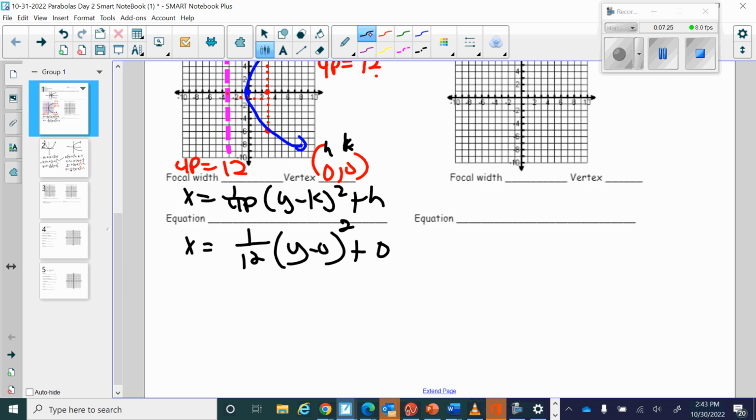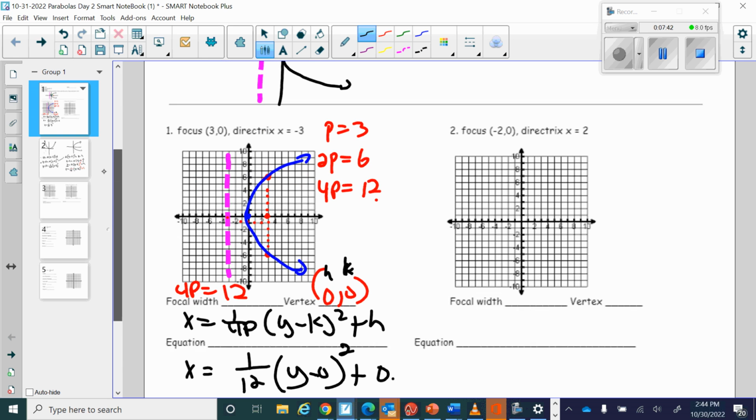So to clean this up now, I'm going to write x is equal to 1 over 12 y squared. Again, we're not going to write plus 0, and we're not going to write y minus 0. Good? And notice, this is very similar to the one we did last Friday, just that we switched things around. Okay, let's try another one.